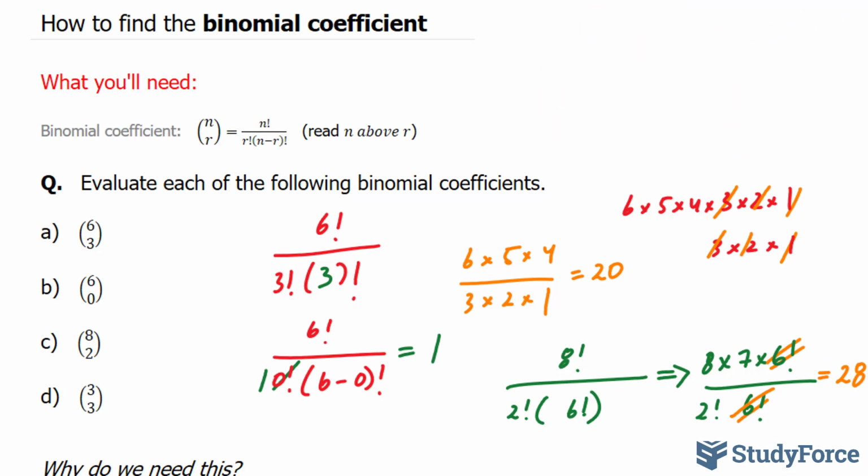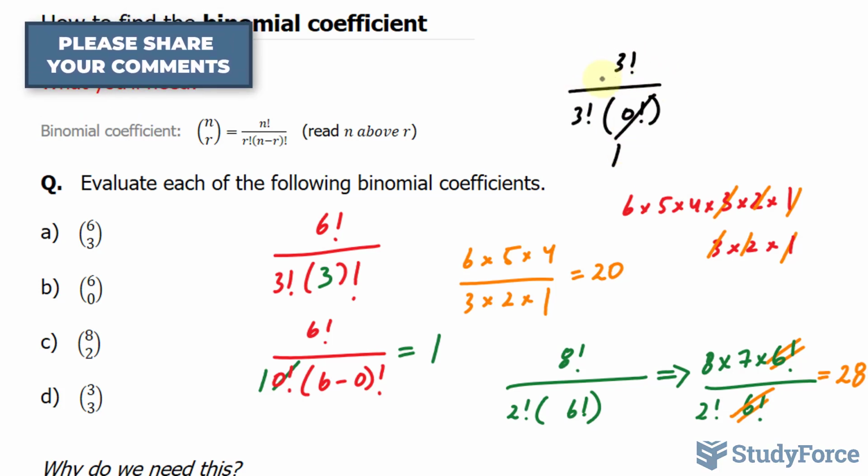Lastly, 3 above 3. We'll work over here since we're running out of room. 3 factorial over 3 factorial. 3 minus 3 is 0 factorial, that's 1. We have 3 factorial and 3 factorial at the bottom. Those cancel out, leaving us with 1.